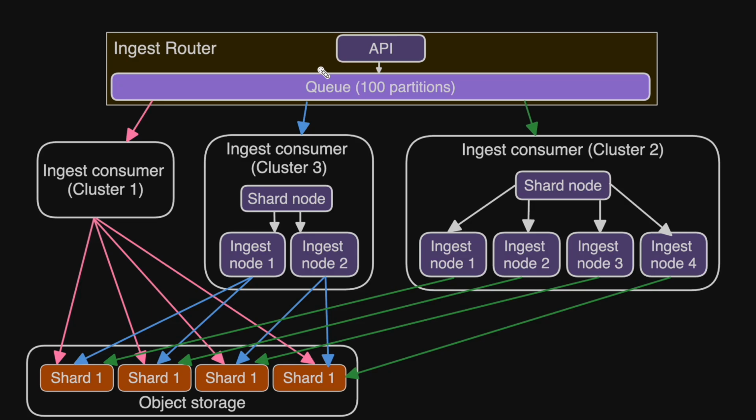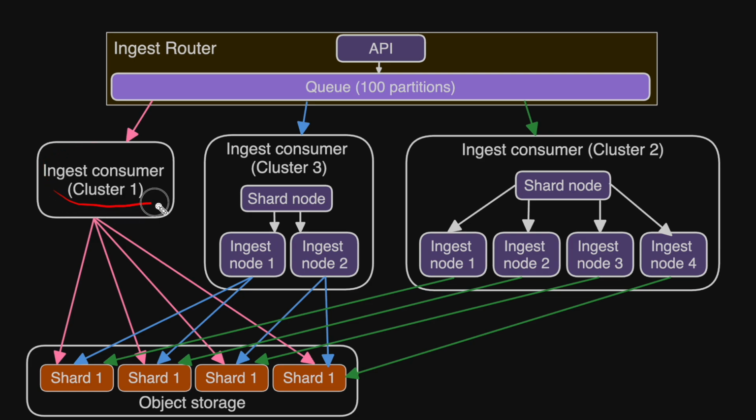The queue would then be partitioned and have multiple partitions. If we talk about Kafka use case, for instance, it allows us to create as many partitions as we want. So in our case, let's say the queue has 100 partitions. As we have the setup done and we don't have a lot of data coming to our system, we can just have a single ingest node that consumes data from all 100 partitions of our Kafka queue.